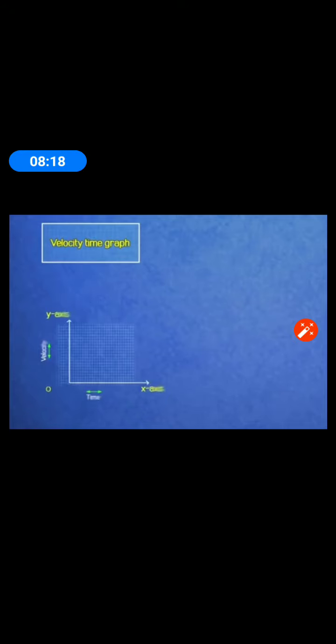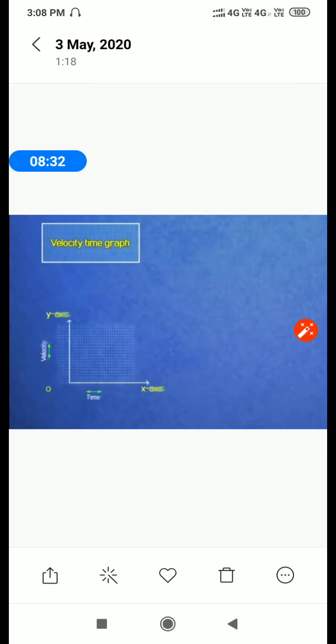But in a distance time graph, we used to calculate the slope to find the speed. But in a velocity time graph, to calculate the distance, we will not take the slope. We will take the area of that region. I will tell you how to do that.